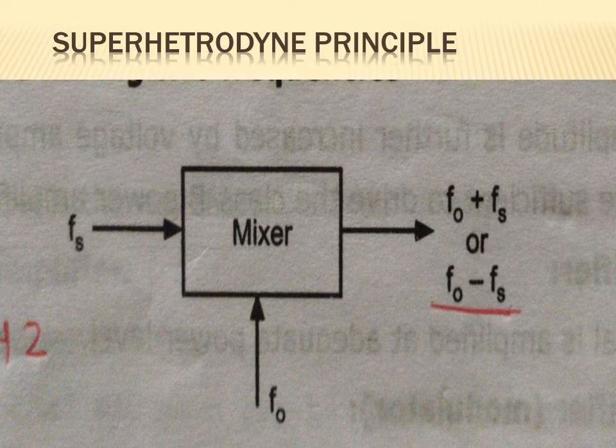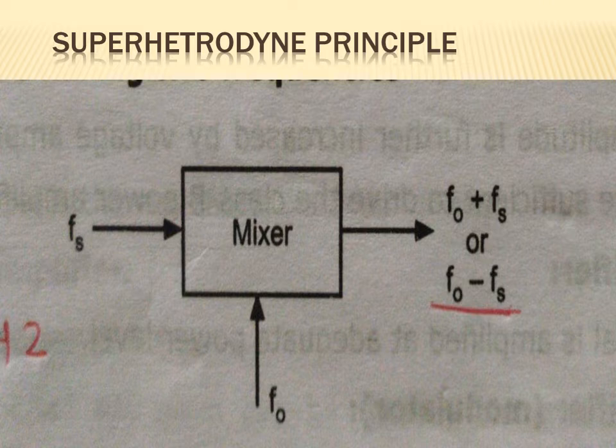So there are two types of radio receivers. The first one is the TRF, that is the tuned radio frequency, and the second one is the superheterodyne receiver. Okay, there are some problems or disadvantages in TRF radio receivers, so we are going to use superheterodyne receivers.